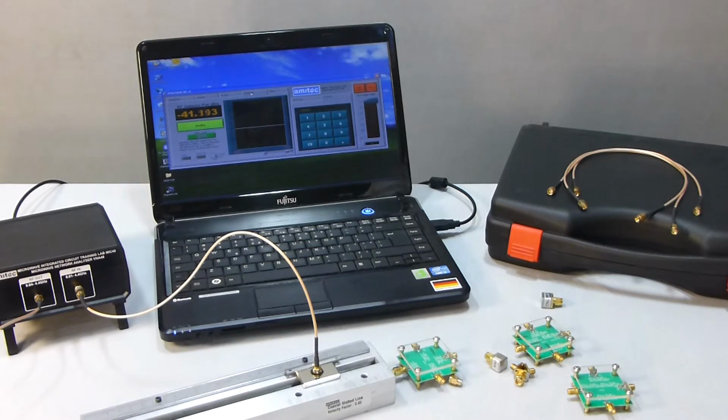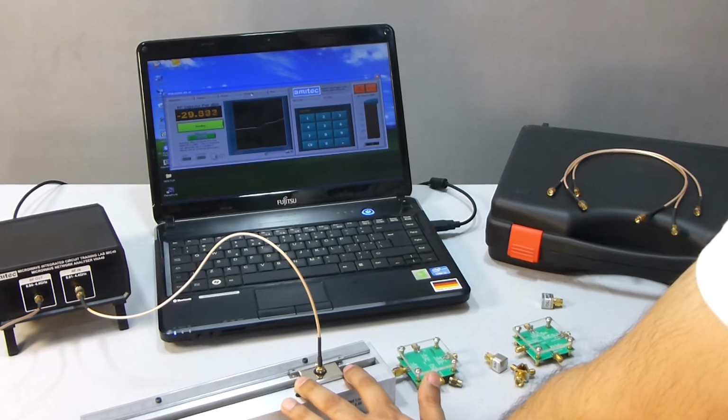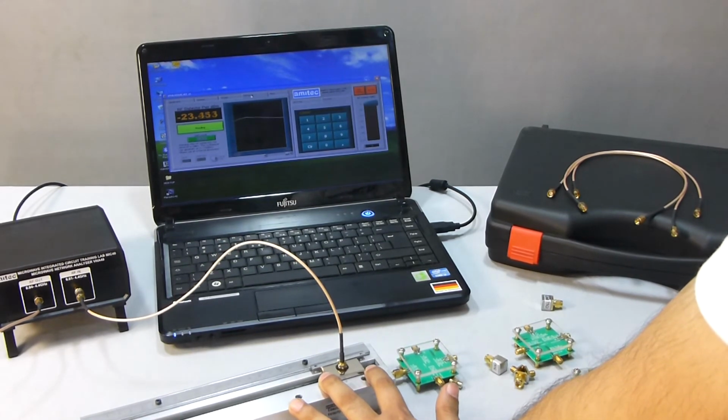So 217 minus 187 millimeters is 30 millimeters. That proves that the velocity of propagation inside the transmission line is 60% of the speed of light. For 3 GHz our free space wavelength is 100 millimeters, and inside the slotted line the guide wavelength is 60 millimeters.